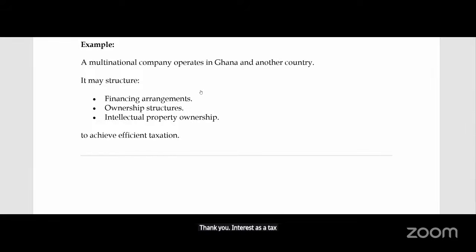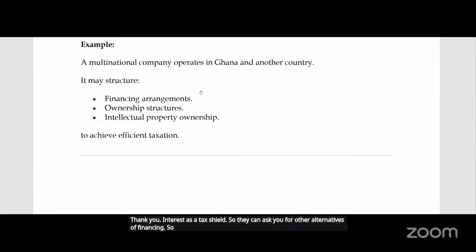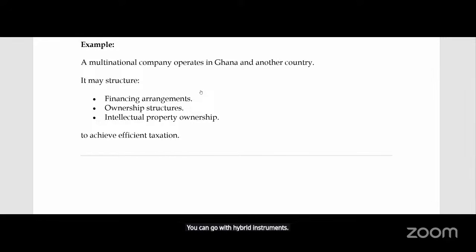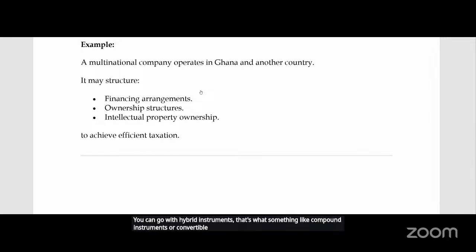So they can ask you for other alternatives of financing. Other alternatives of financing, you can go with leasing, finance lease. You can go with sale and lease back. Are you getting it? You can go with hybrid instruments. That's what? Something like compound instruments or convertible loan stock. Okay. If you are going deeper, you can go with mezzanine finance, which is used to finance management buyouts and venture capital financing and the rest. Do you understand? So financing arrangement, they've been asking in international tax, but it's been a while. Maybe this time, who knows? They can ask you something around that.